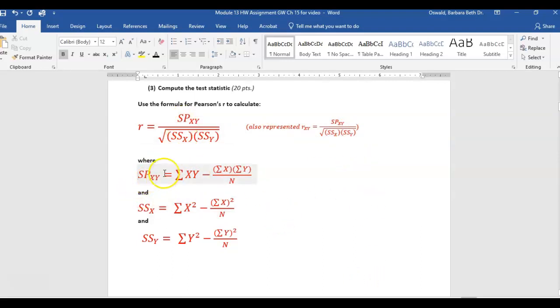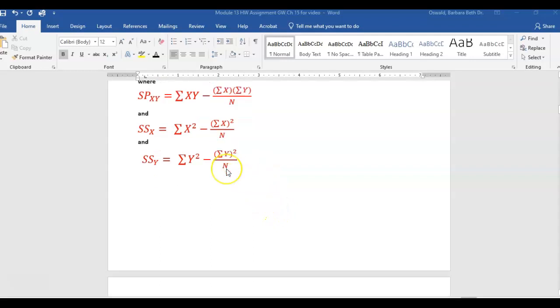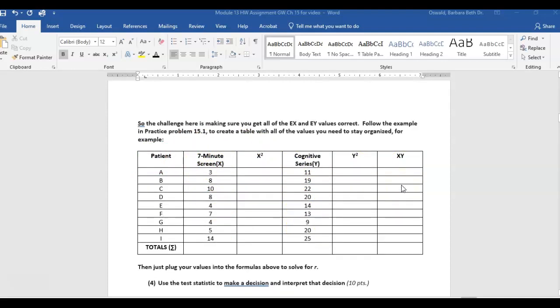To do this, we're going to have to calculate the pooled variance values here, and there's the formula for that. We're going to have to get sums of squares for x and y separately. There's the formula for that. So these formulas should look quite similar to our original sums of squares formulas that we calculated way back in Module 6 in this class. And my best tip for doing this is to follow the example in the practice problem 15.1 and use the table to keep very careful records of your values.